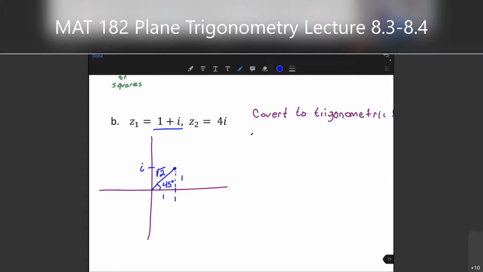So here we can say that Z1, a quick conversion here, is the square root of 2 times the cosine of 45 plus i sine of 45. There's our argument.